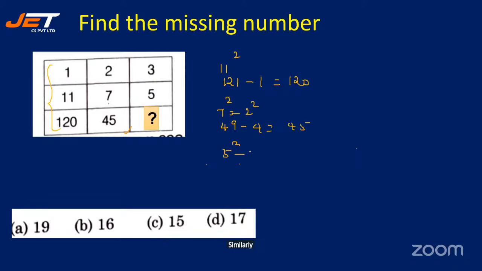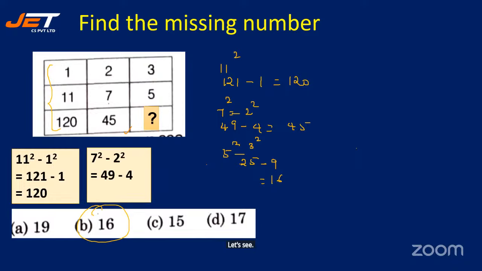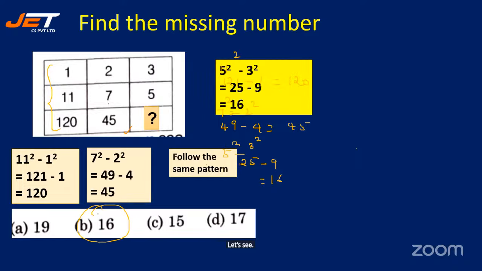Similarly, 5 square 25 minus 3 square. Right? That is 9. So that should be 16. Let's see. Your option B is the correct one. Yes, so option B, 16, is the correct answer. Good. Right. Now see the next question.